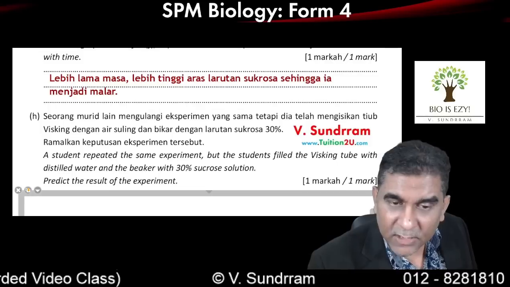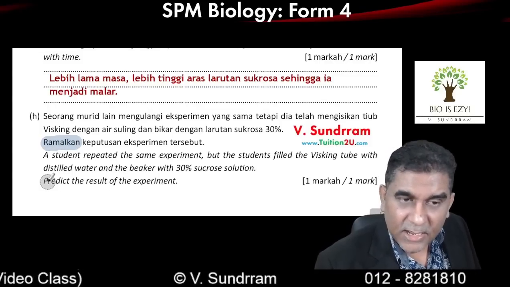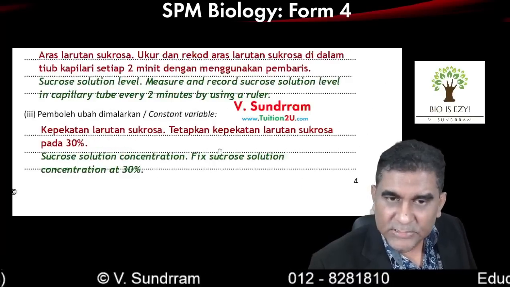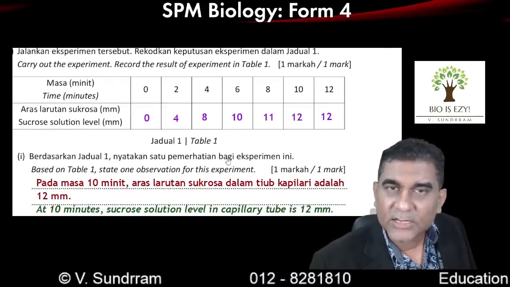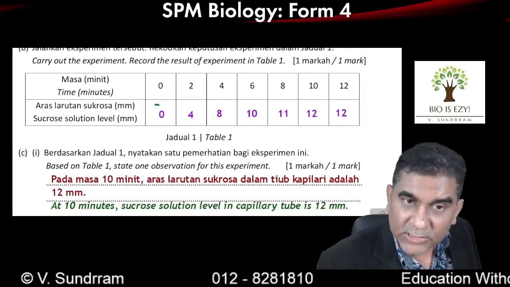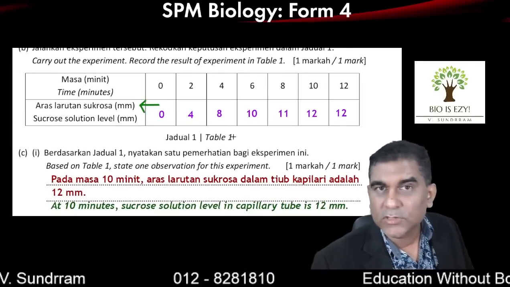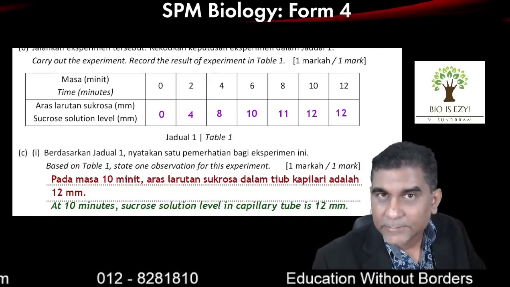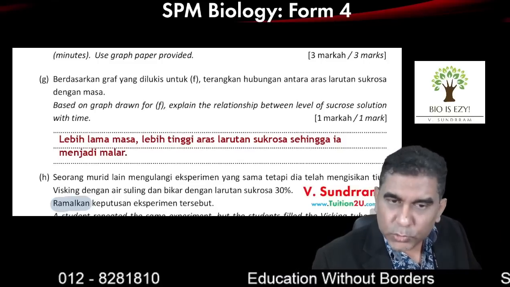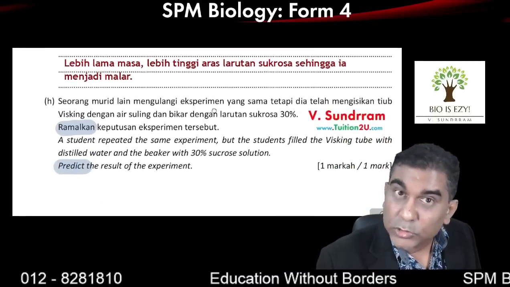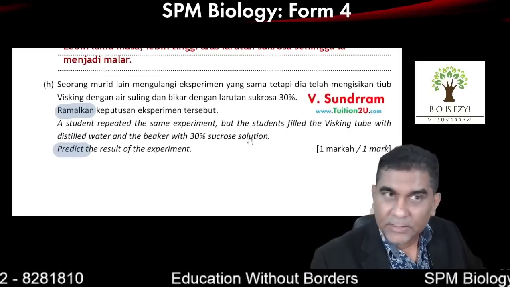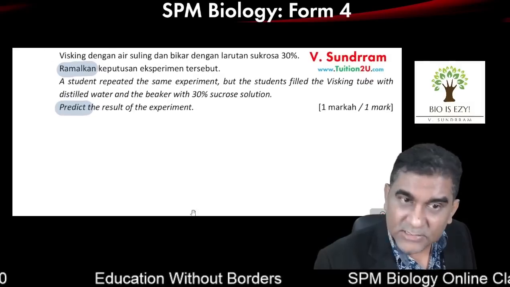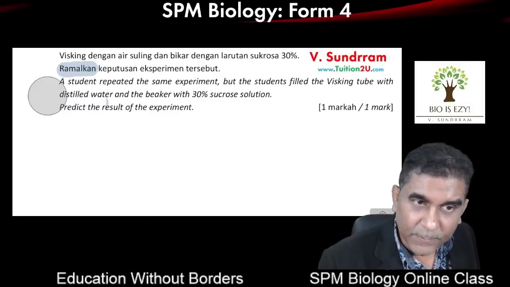Bila kamu buat ramalan, when you do the prediction, ramalkan, predict, seboleh-bolehnya gunakan data daripada eksperimen. So sekarang maksudnya nilai dia akan jadi kurang daripada kosong. It will become lower than 0, meaning it will become negative value. When you are predicting, you are encouraged to use the data that you have in the experiment. So nilai kosong, sekarang dia akan jadi lebih kurang daripada kosong. Less than 0. So I'm predicting the results.